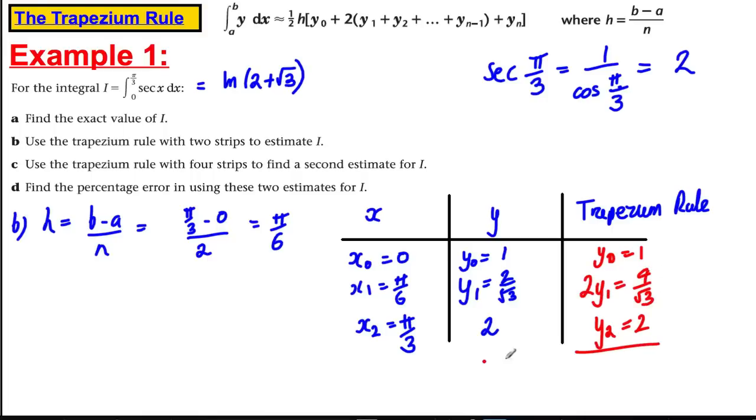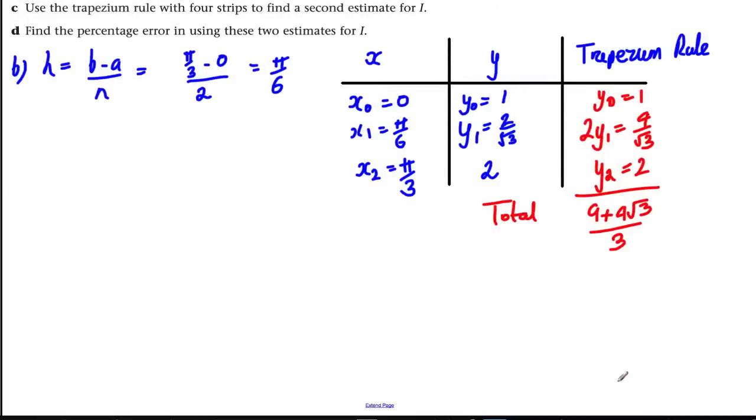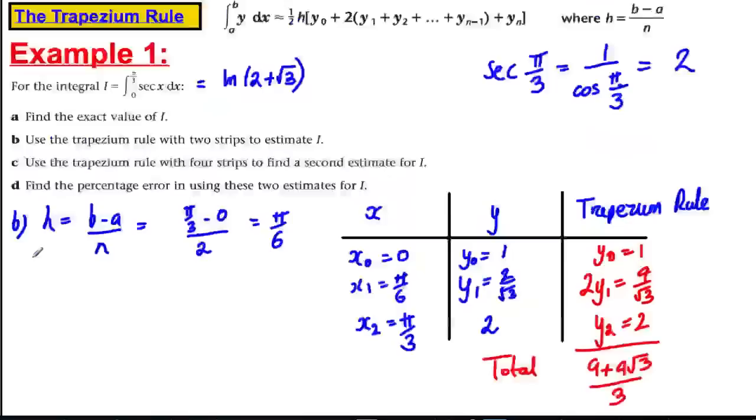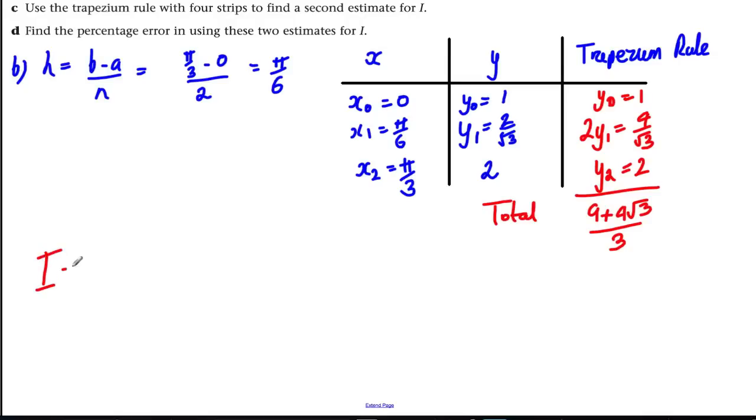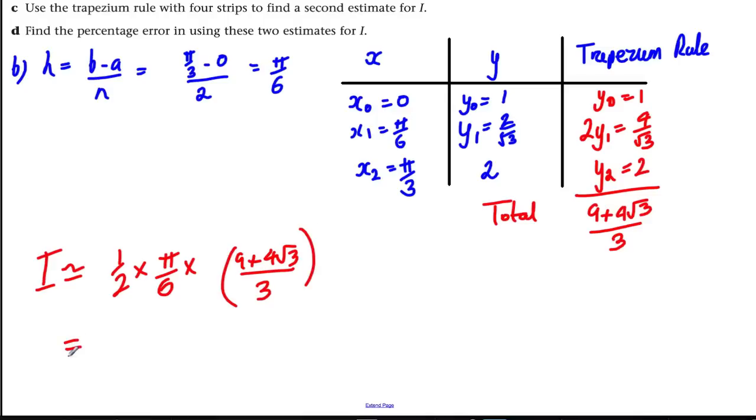I'm going to add this up. So 1 plus 4 over root 3 plus 2, and we get ourselves here 9 plus 4 root 3 over 3. That's what my calculator says, or your calculator may decimalize it. So therefore, an approximation for I, what do we do at the end? We times by a half h, so we do a half times h, which is pi by 6, multiplied by 9 plus 4 root 3 over 3. And that will give us our approximate for I.